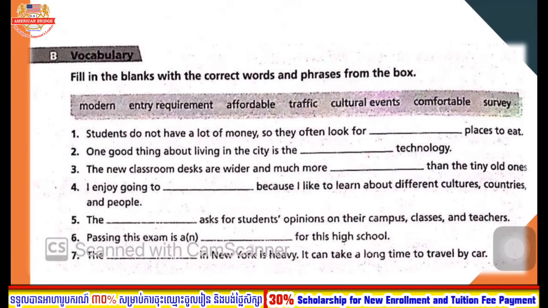Number 7, the last one, the blank in New York is heavy. It can take a long time to travel by car. So we talk about the activity that people do on the road. So this is called traffic. Okay, that's all, students. So good.